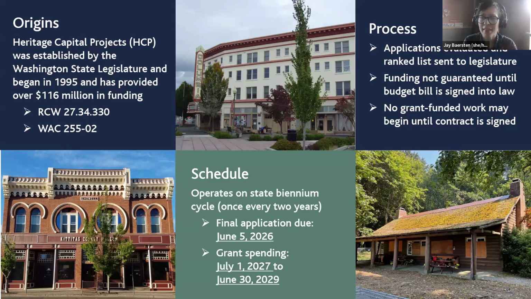As far as the schedule, this grant opens once every 2 years because it does follow the state biennial budget, which means every other year. So this year, you are applying in 2026 for funding in 2027 to 2029. As you can see, the grant spending note right down here. This is really a long-term planning grant because it doesn't respond to emergency building situations. It really is a capital grant that you need to plan far in advance.